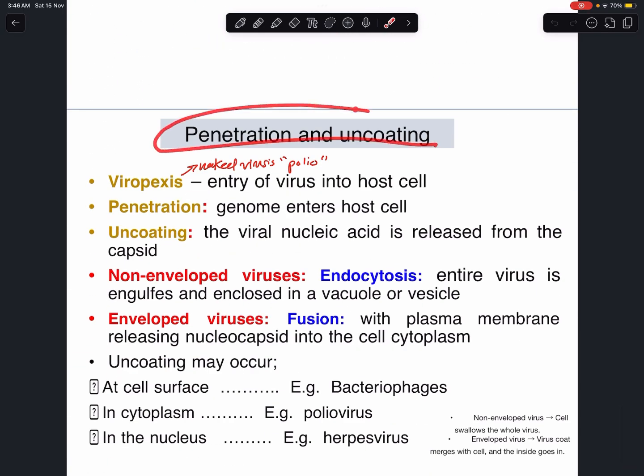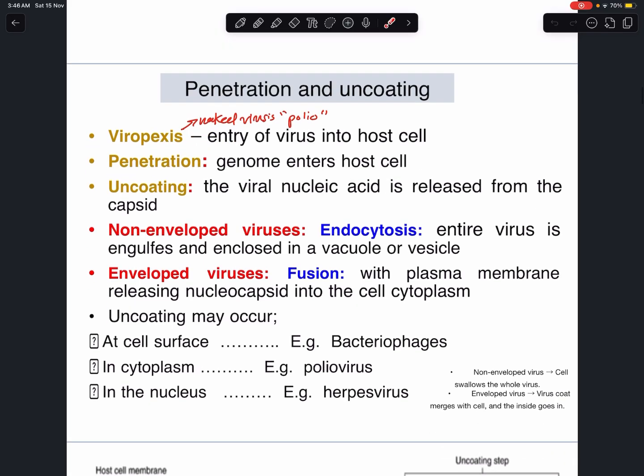Penetration and uncoating. We have viropexis and penetration. Okay? Viropexis is the entry of the virus into the host cell, and in penetration, the genome enters the host cell. This is for non-enveloped viruses, and this is for enveloped viruses. Uncoating: the virus nucleic acid is released from the capsid. So yes, the virus was in a capsid when it entered the cell.